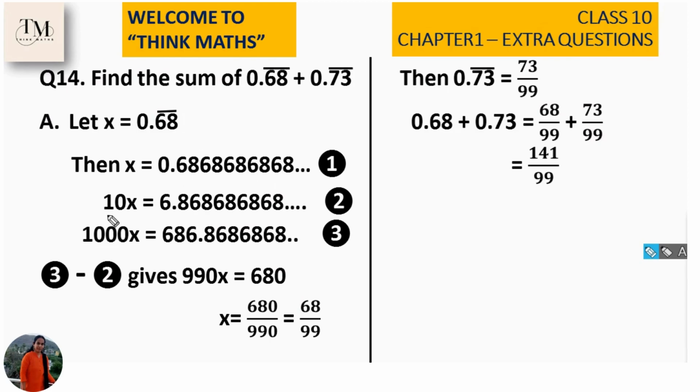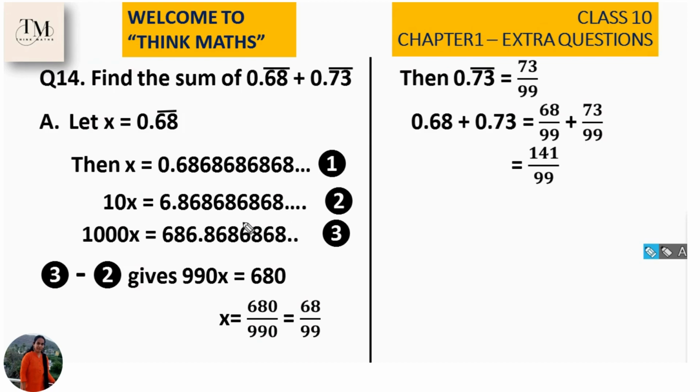Okay. So I am going to multiply by 10 on both sides. If you multiply by 10, your decimal point will move forward. That is, 10 into x will be equal to 6.8686. So one decimal place moves forward. So if I again multiply x by 1000, there are 3 zeros here, so the decimal point moves 3 places forward. So it will be 686.86. Okay. So now I am going to subtract equation 2 from equation 3. If you subtract 1000x minus 10x, it is 990x.